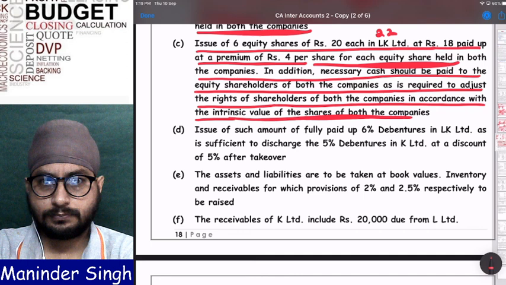Calculate net assets, that is total assets minus outside liabilities. Once I do this, I will get one figure. Minus that figure is preference shares minus equity shares. Difference will be what? Cash.